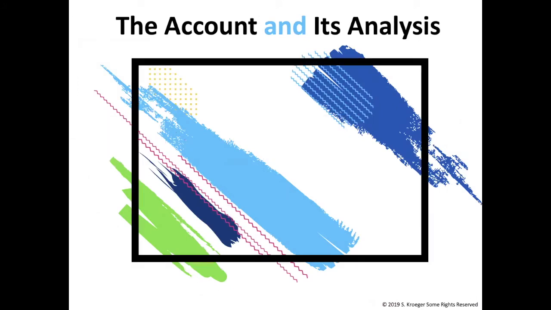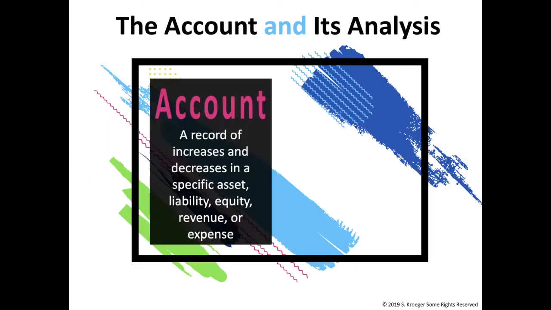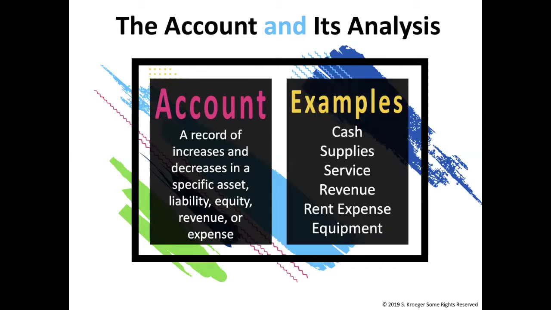Let's talk about the individual accounts first. An account is the record of increases and decreases for a specific asset, liability, equity, revenue, or expense account. These are all categories that we learned last chapter. As a reminder, here are some examples of accounts.